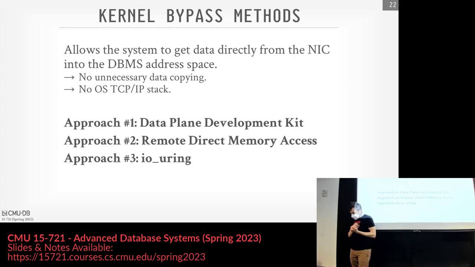For kernel bypass methods, the idea is that the database system wants to avoid the OS as much as possible and do as much of the work needed to communicate with the hardware, in particular the networking hardware, directly itself. We want to avoid having the OS maintain state, its own data structures, and its own buffers, and we can just do everything ourselves.